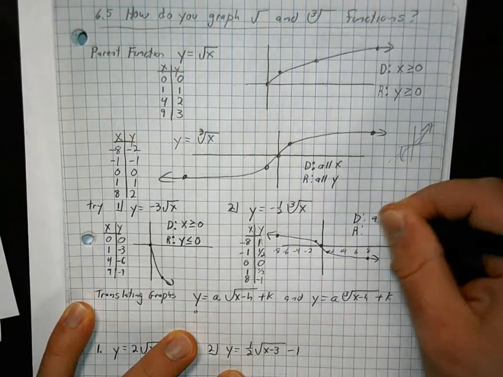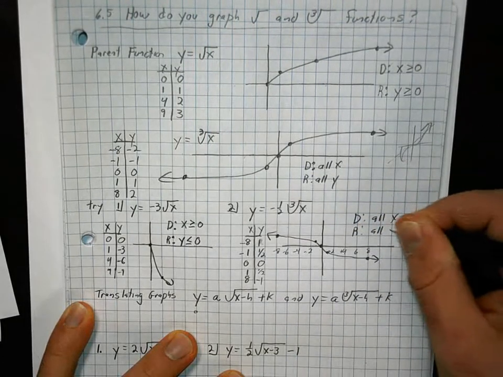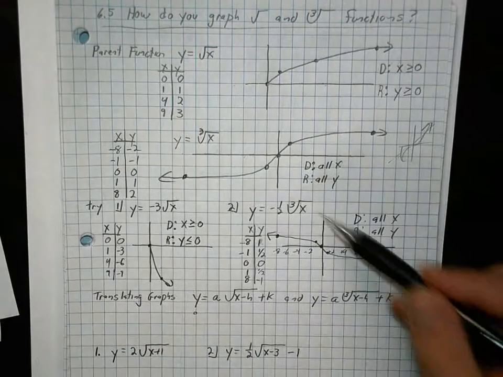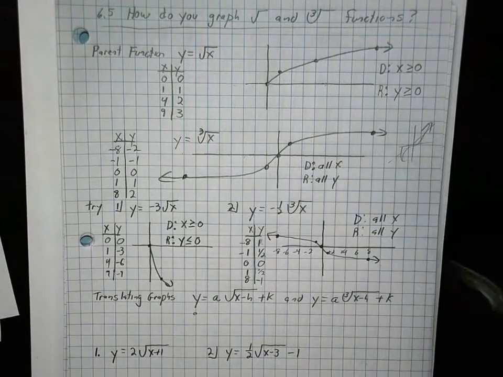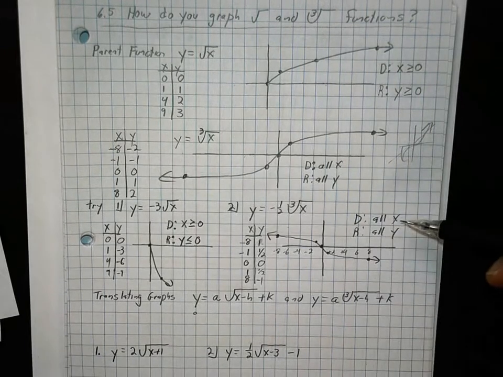Domain and range. All x and all y, because again, cube root functions, I can plug anything in. So the easy thing in this section is writing the domain and range of the cube root functions. It's always the same, all x and all y.